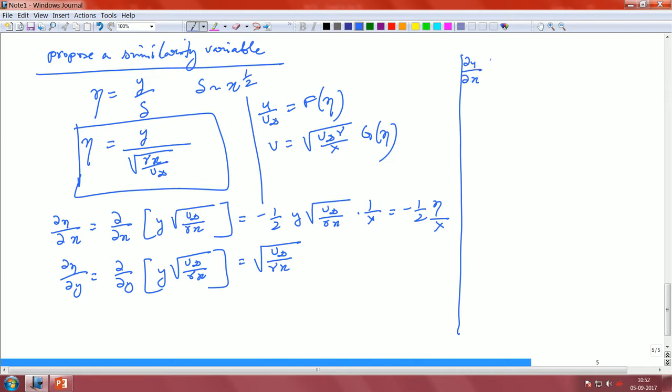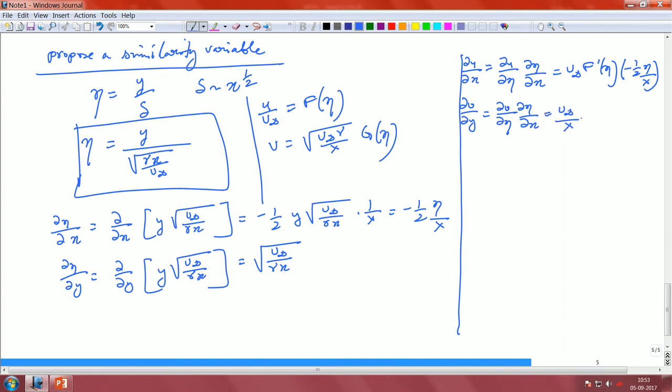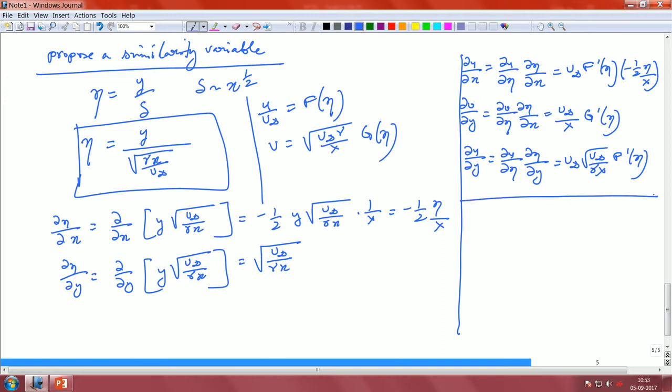Similarly, du dx, u infinity, similarly dv by dy. These are some of the transformations which will come in useful, because we have to convert it to the corresponding eta coordinate system. What will the boundary conditions look like?